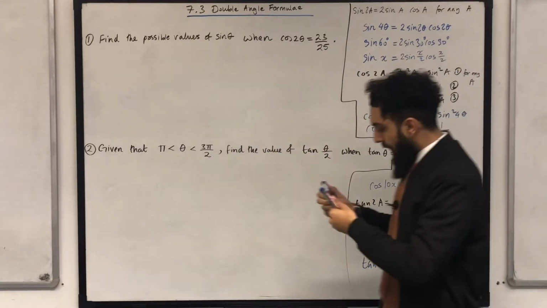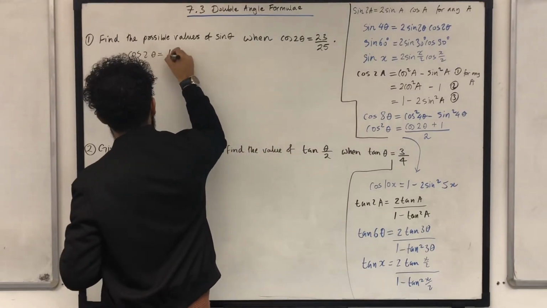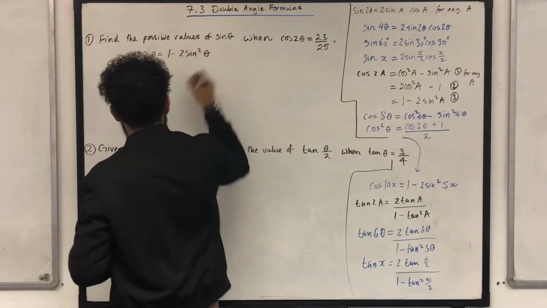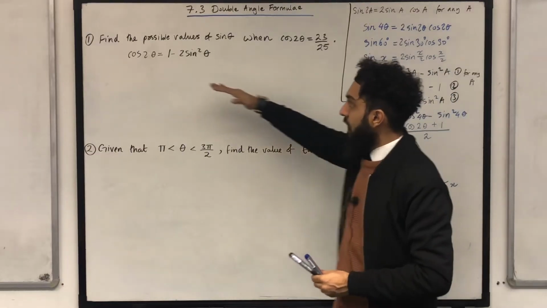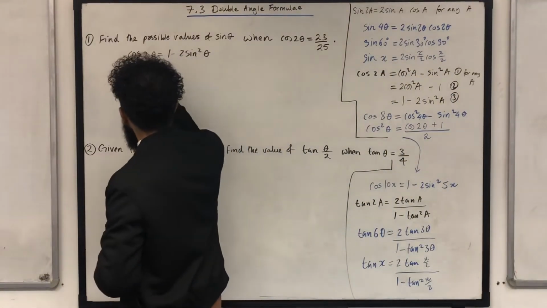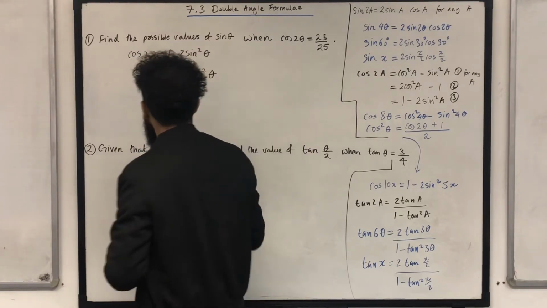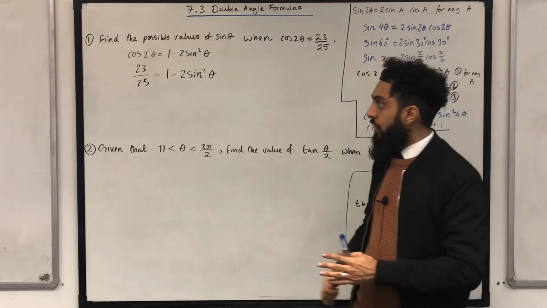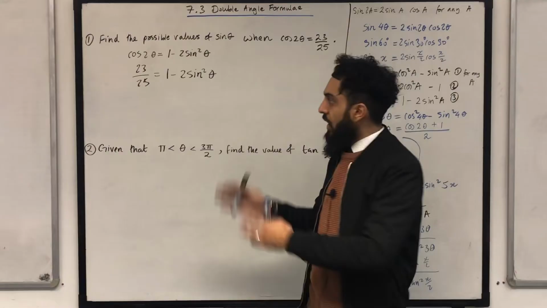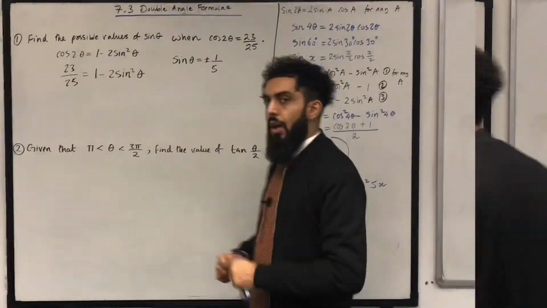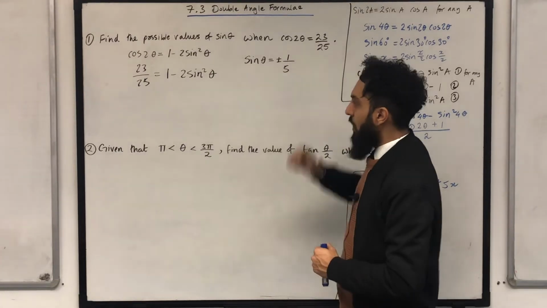So I start off by writing cos 2θ is equal to 1 minus 2 sin squared θ. I can substitute my cos 2θ, which is 23 over 25, into this equation. I get 23 over 25 equal 1 minus 2 sin squared θ. Now, I would like you to solve this particular equation for sin θ. Once you've got your solution, the answer will come up on the board. Once you have finished, you should all obtain sin θ equal plus or minus 1 over 5.